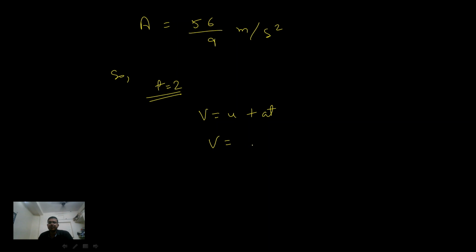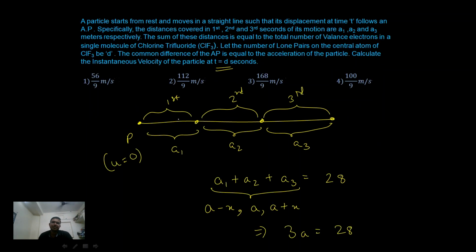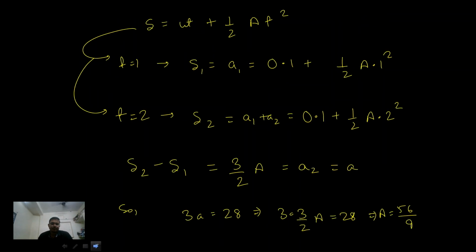So how much? V is equal to, u we know as 0, and here we should have capital A. So at, how much? A, 56 by 9 into 2, means 112 by 9 meter per second. So all of you can see which option? Option number 2. Then next.